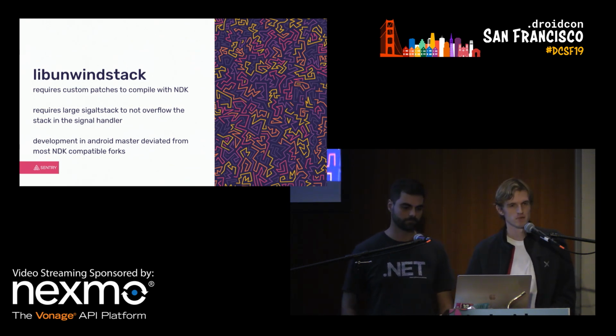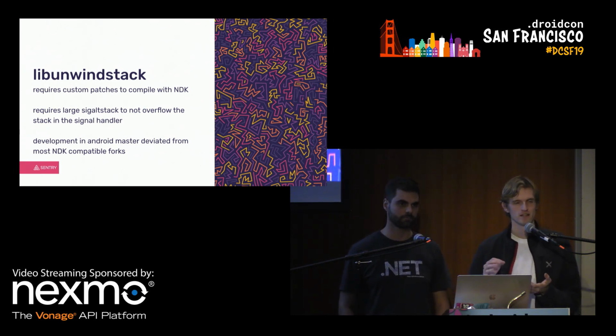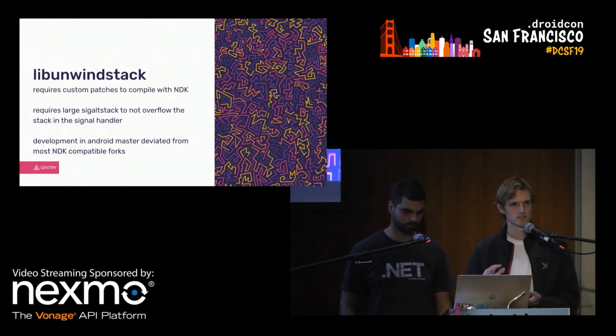Since it's written in C++ and since there's a lot of complexity going on, it requires a very large, what's called a SIG alt stack, to actually do unwinding. So if you crash, the operating system gives you a separate stack to do some stuff in your signal handler. And this comes out of the box as a very small stack.